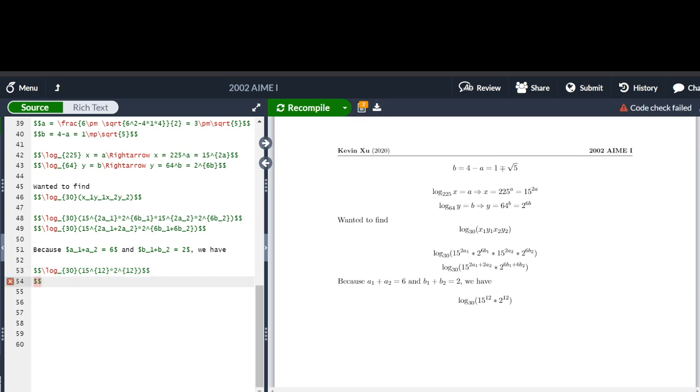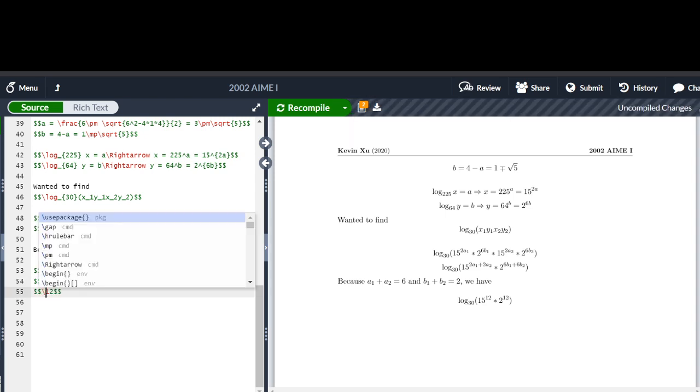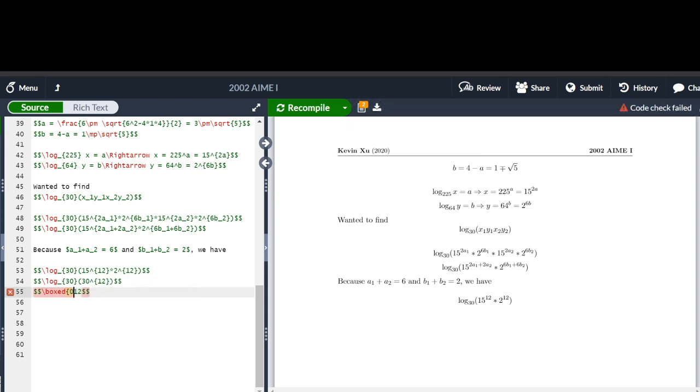And we can just simplify this. So this is the logarithm base 30 of 30 to the 12. Or rather, just 12. And that will be our answer.